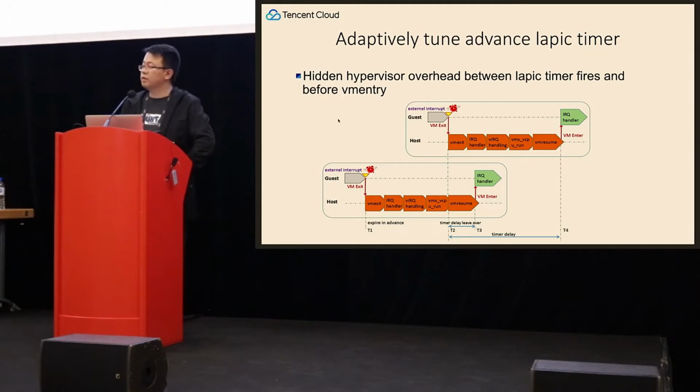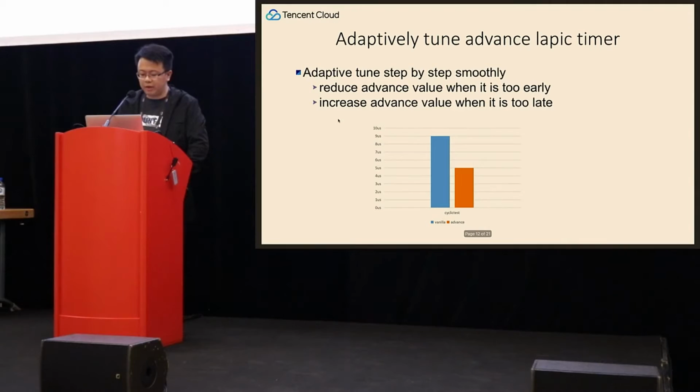Expire in advance is good, but what's the best advance value? Different CPU generations can have different VM exit and VM entry overheads. And different guest kernel and host kernel variants and kernel config can have different latency. So what's the best advance value we should set? I introduced the adaptively tuned logic.